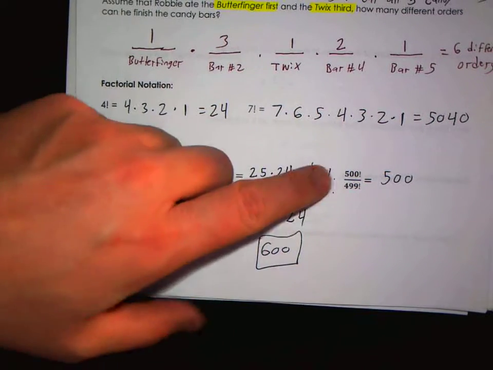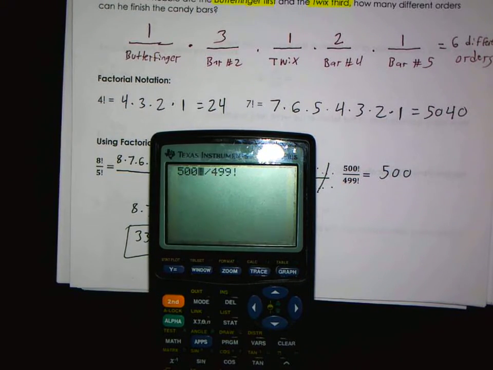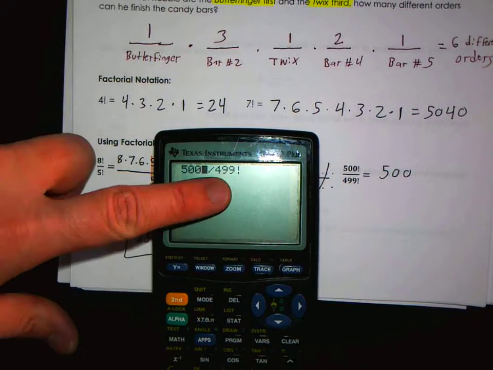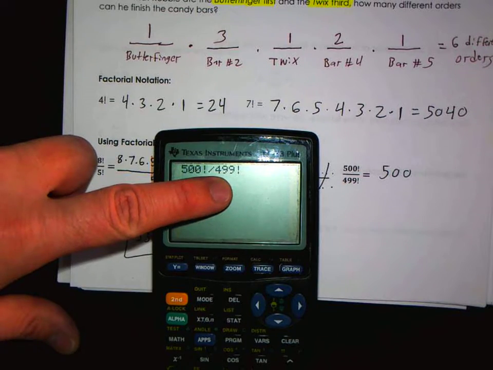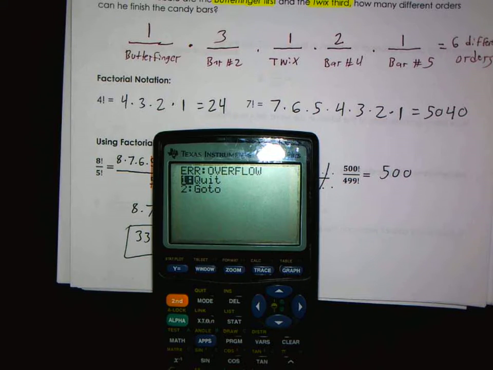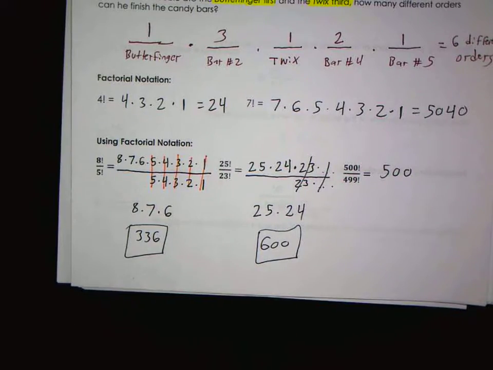Now, why teach you how to work with these when you can just type it in your calculator? Because your calculator isn't that smart. It's going to do 500 times 499 times 498 first, and then it's going to do 499 times 498 second, and then it's going to divide, and look what happens. Overflow. In other words, this number is way too big. You can't do it. That's why you have to know a little bit about factorials, to know that this is really just 500. Okay? Questions so far?